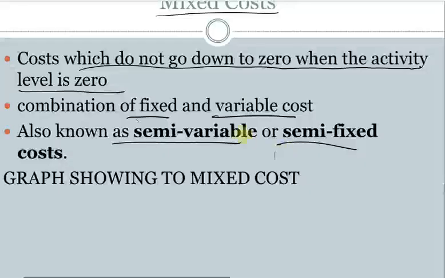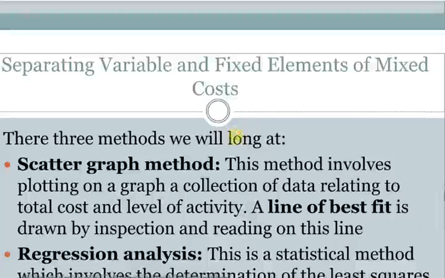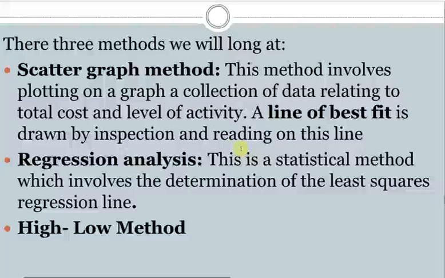When we have a mixed cost in costing and budget control, we will have to actually separate it into variable and fixed costs. We have a couple of methods we can use to separate them. We have the scatter graph method. This is not the first time we have met it.